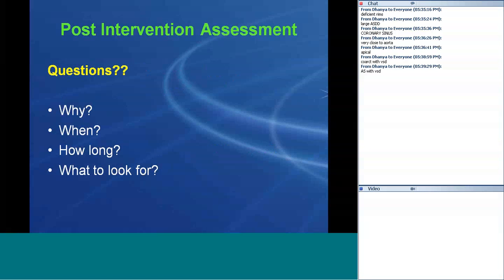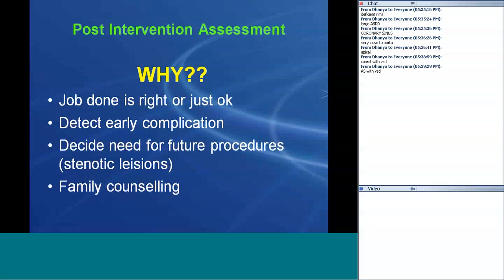So post-intervention assessment, the third part of the talk. We should ask a few questions: why this procedure has been done, when it has been done, how long these patients need to be assessed, and what to look for in each case. So why is post-intervention assessment important? Was the job done right, or just okay? It means you are happy, but could have been happier if you had done it in a different way. That assessment is very important.